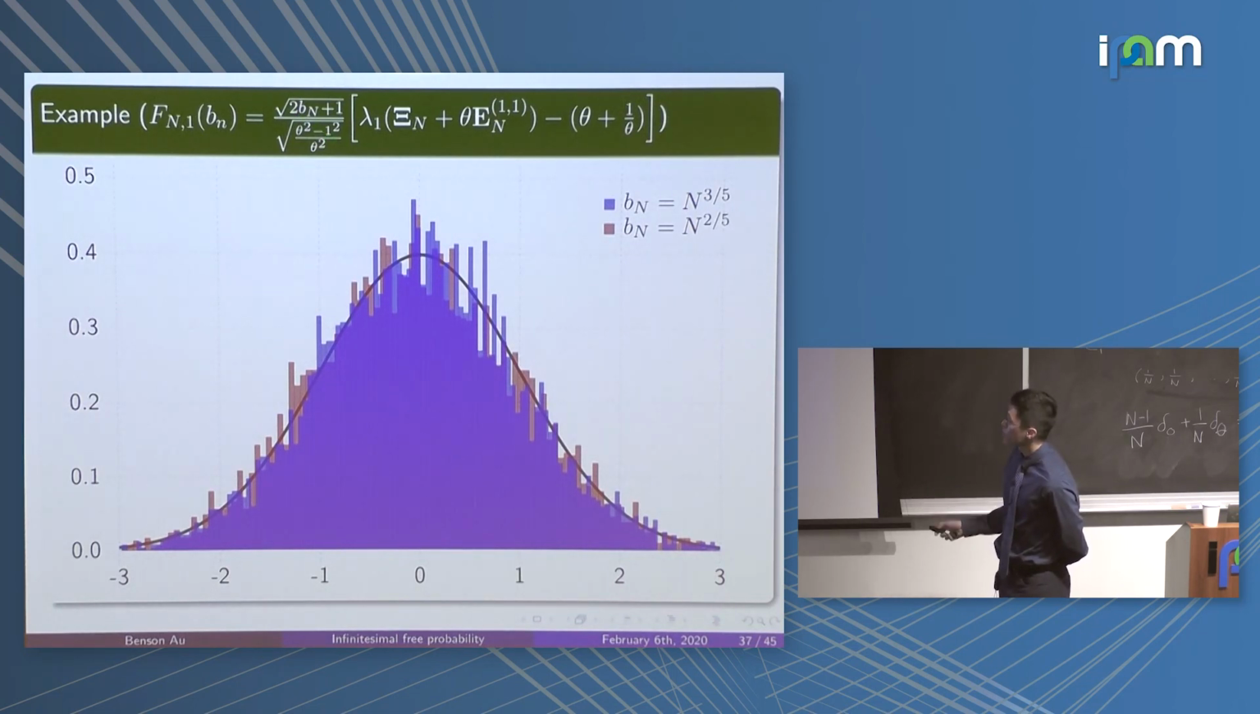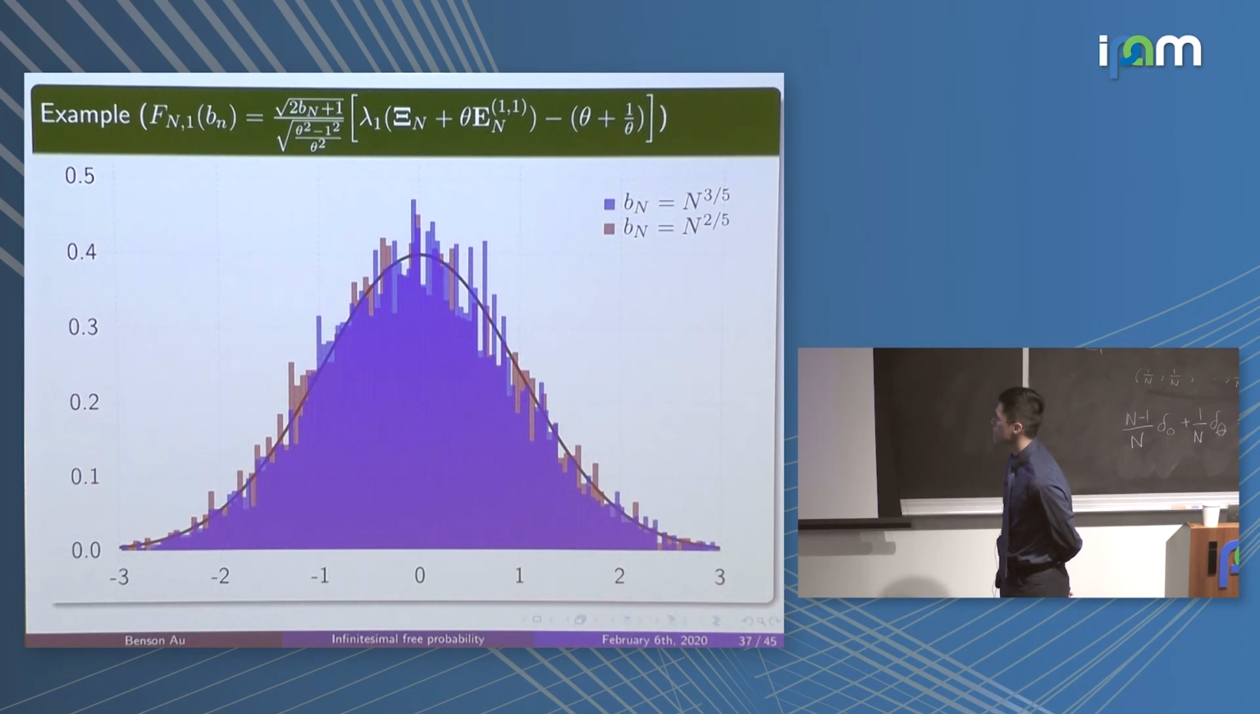And if you do that, you get convergence in distribution. Well, you get a close matching in distribution to what you would expect. So in the normal case of just a GUE, the limit should be Gaussian. And what you see is that in blue, I've plotted it for bandwidth growing at the rate 3/5, and in red, I've plotted it at bandwidth growing at the rate 2/5. Again, you see mostly purple.